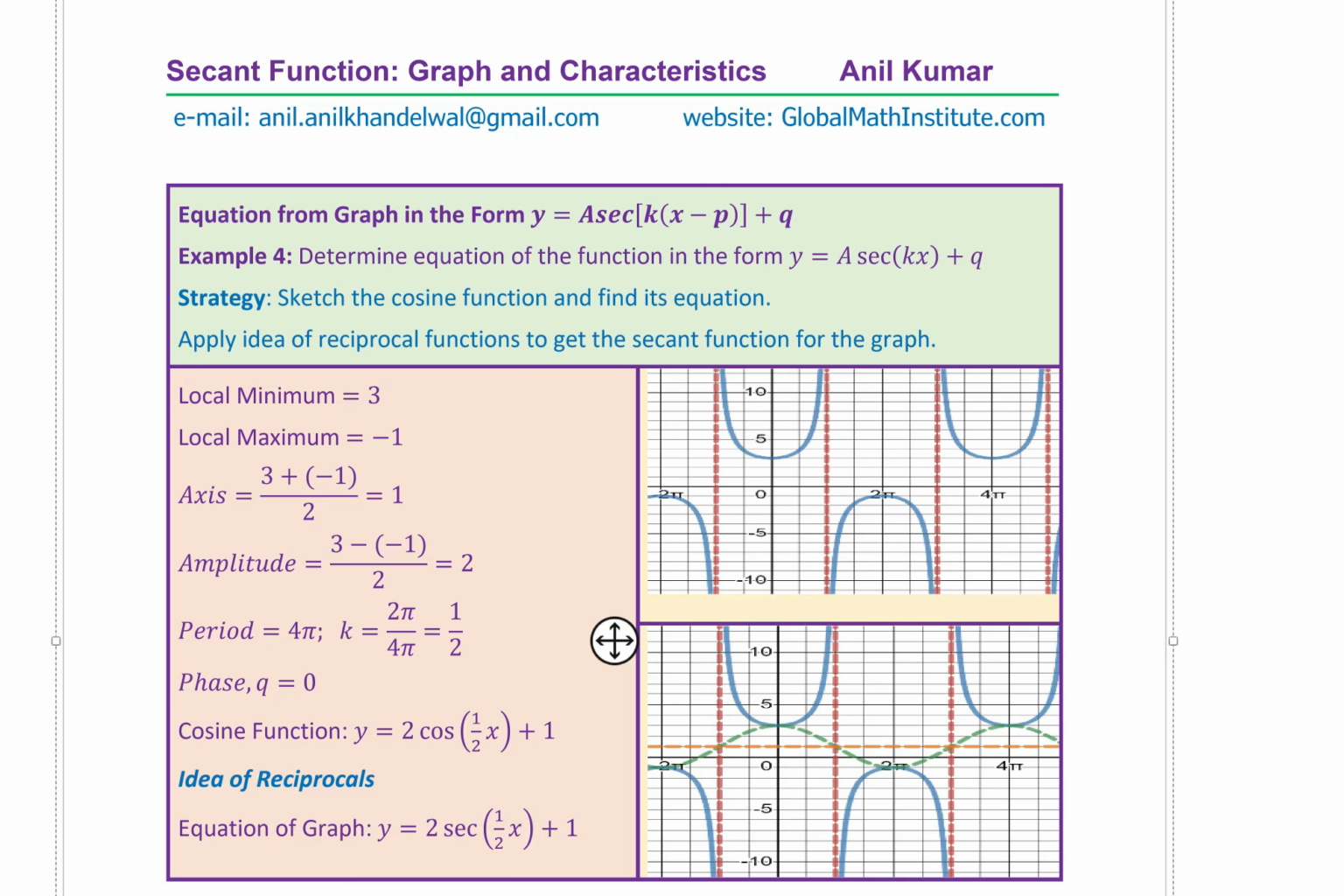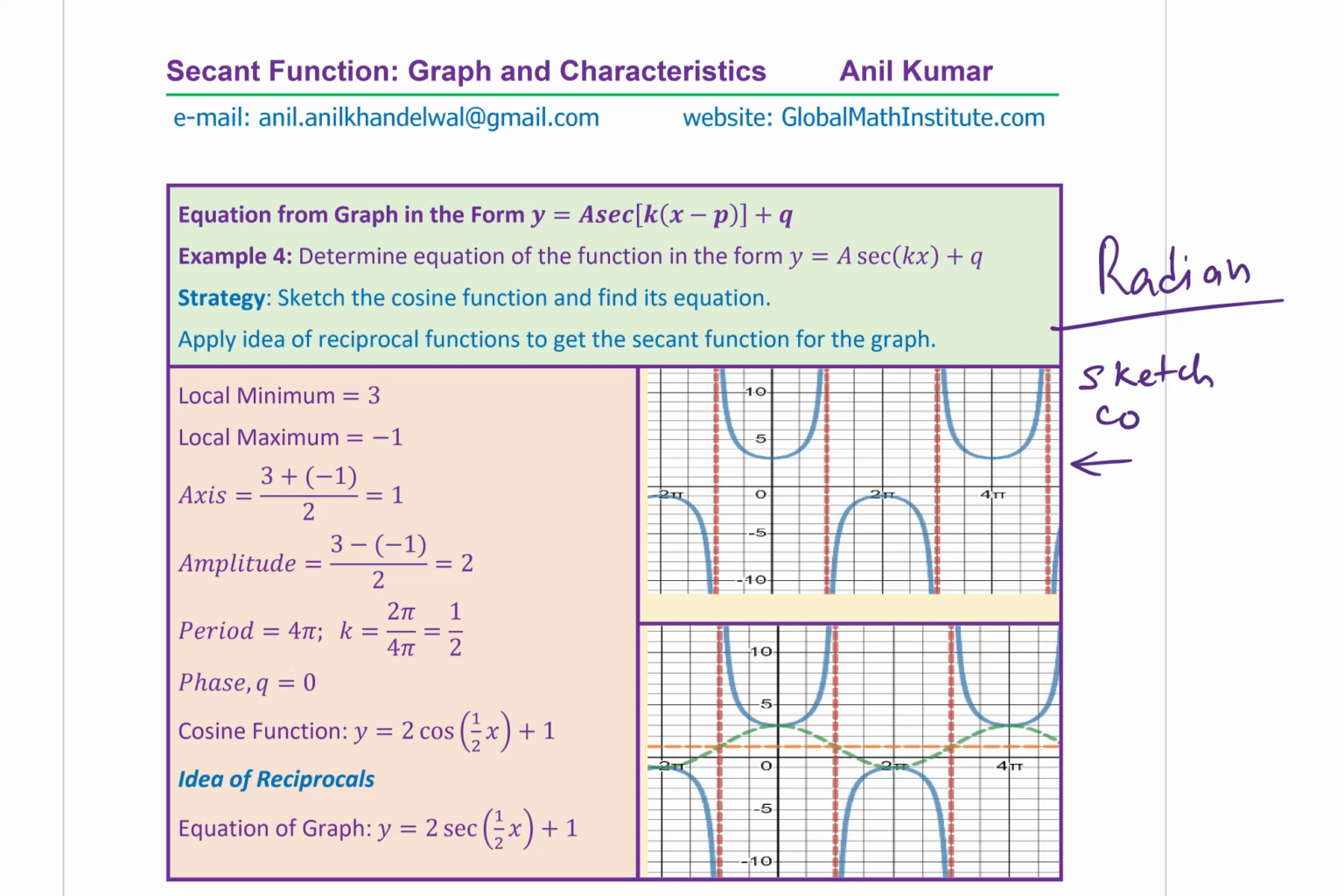This time I'm doing it with radian measurements, right? So we had been focusing on degrees most of the time. In this example, we'll find the equation from the given graph using radians because along the x-axis we have 4 pi written, 2 pi written, which means radians, correct? So the question here is determine the equation of the function in the form of a secant kx plus q. Again, the idea here is to somehow sketch a cosine function in between, right? So here we have to sketch the cosine function, correct?